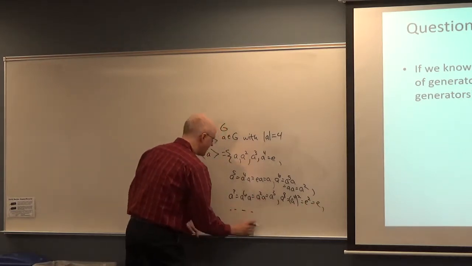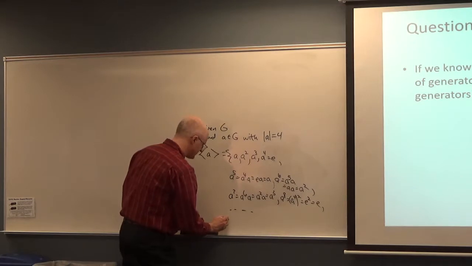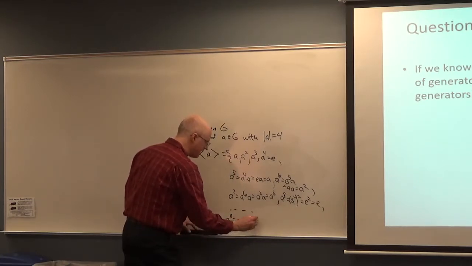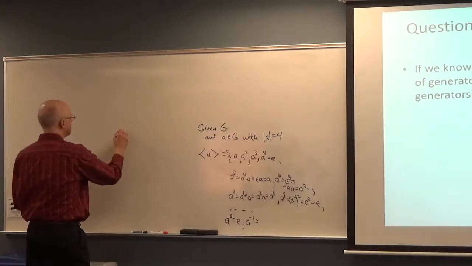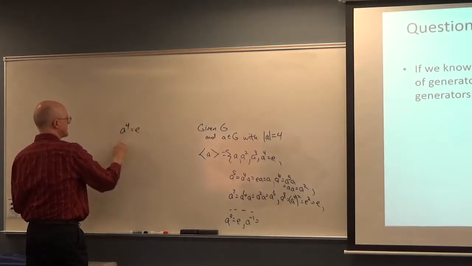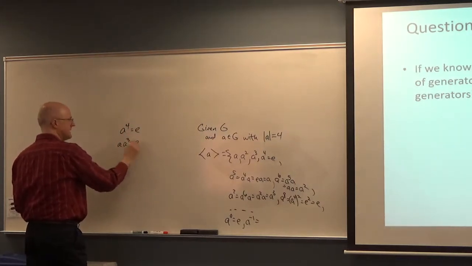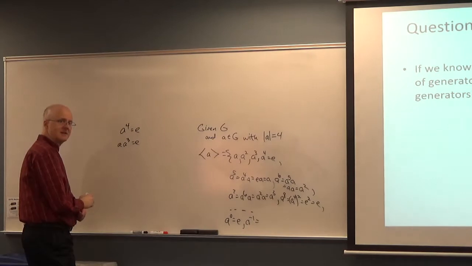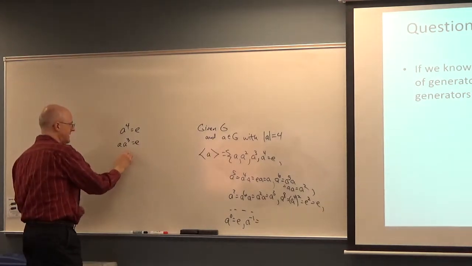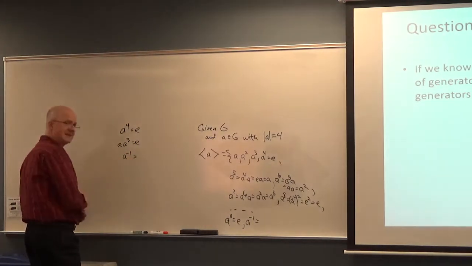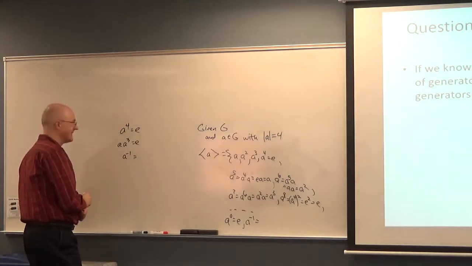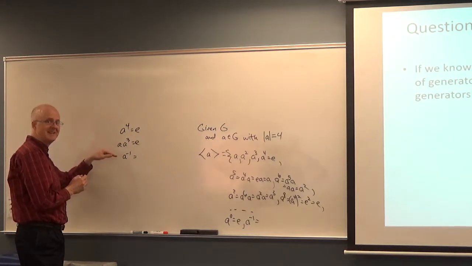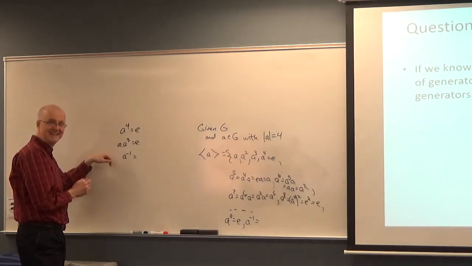Etc. What about negative powers? And the 0 power definitely equals E. And negative powers, well, what would be the inverse of A? A to the 4th equals E, so A times A cubed equals E. So the inverse of A is? A times A cubed equals E. A inverse equals A cubed.